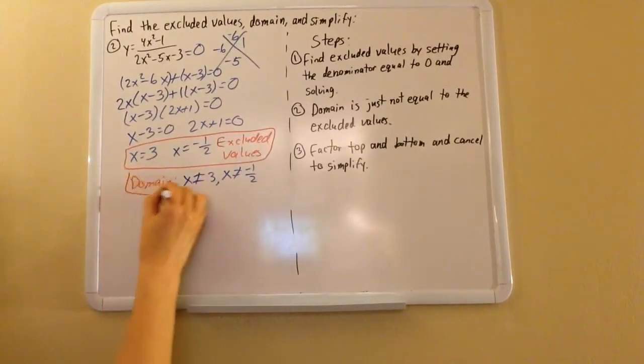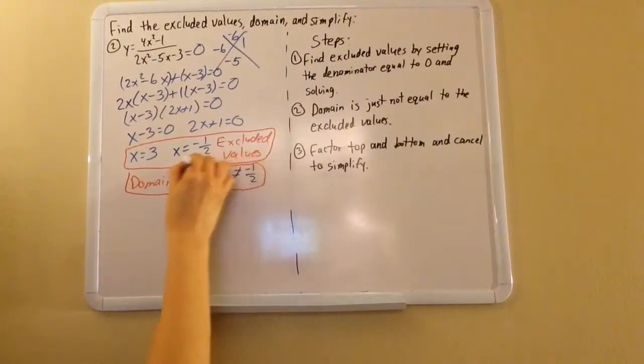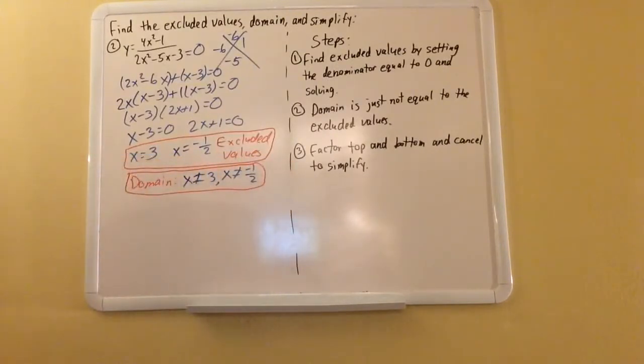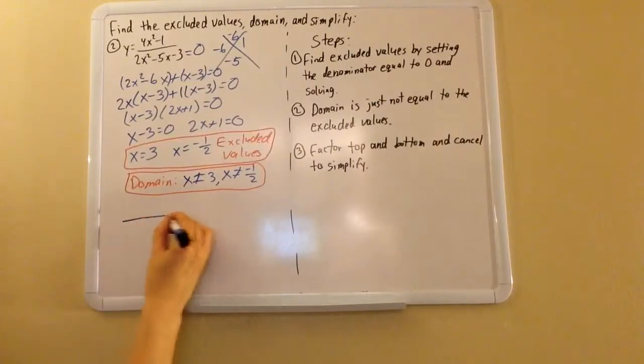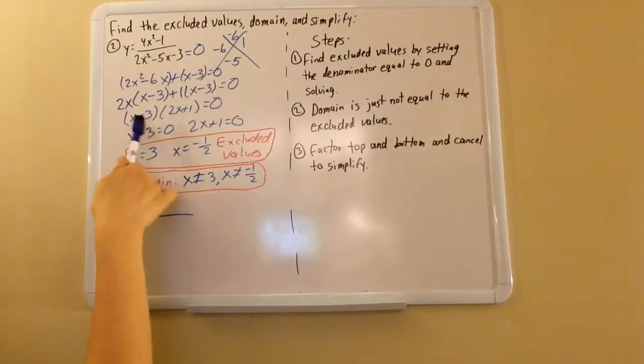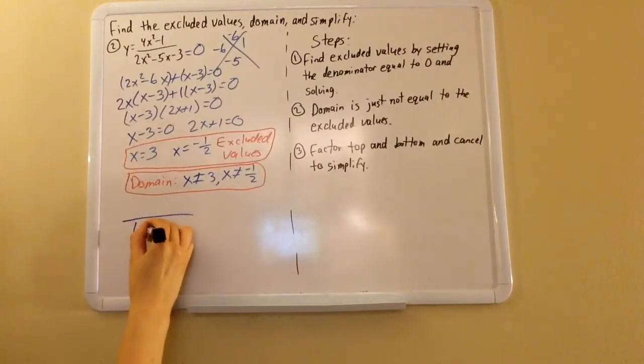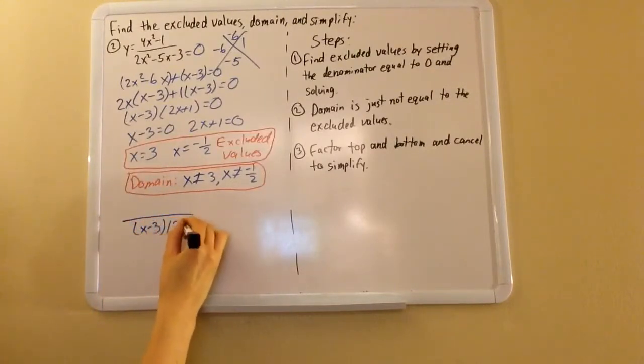Okay, so the last part we're going to do on this problem is simplifying. So remember, when we simplify, all we're really doing here is we're just factoring and canceling out what we can. Luckily for us, the bottom part's already factored. So that's just this part right here, x minus 3 times 2x plus 1.